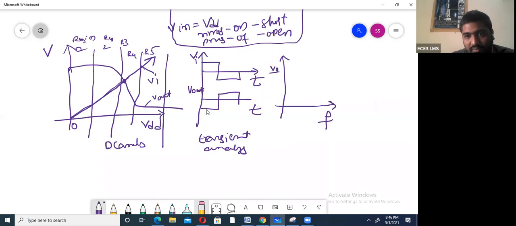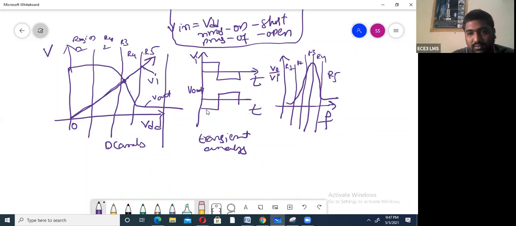Here you will find the gain, Vo by Vi. The gain you will get like this. Here also 5 regions of operation will be there. Exactly here, here, here. This is region 1, region 2, region 3, region 4, region 5. So this is AC analysis. These graphs are common for any inverter design.